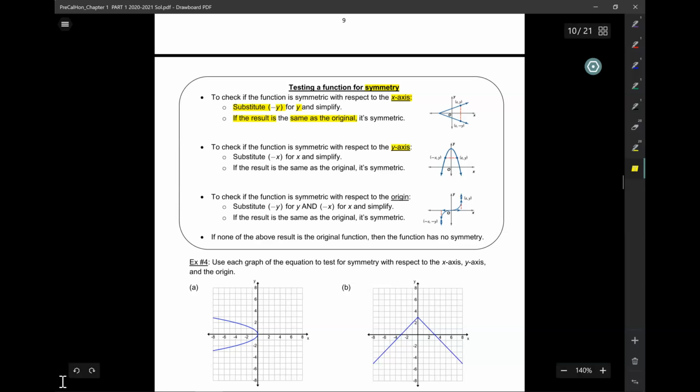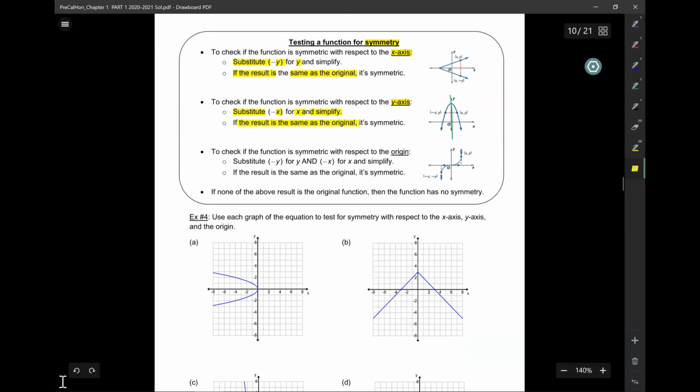How about the y-axis? If a graph is symmetric around the y-axis, this is how it looks. If I fold around the y-axis, left and right parts match perfectly. To test for symmetry, you substitute negative x for x and simplify. And then if you get the same as the original function, it's symmetric.